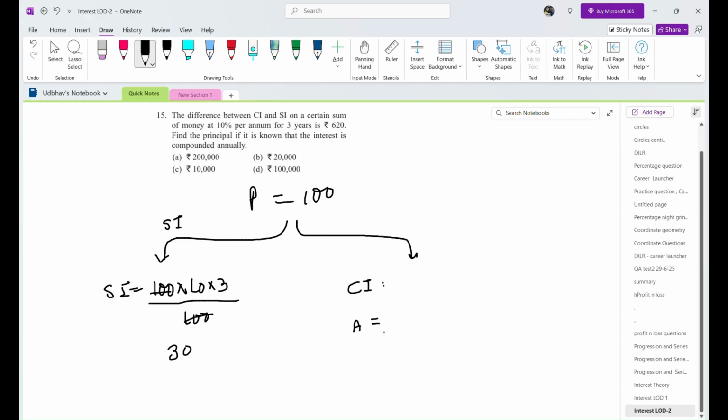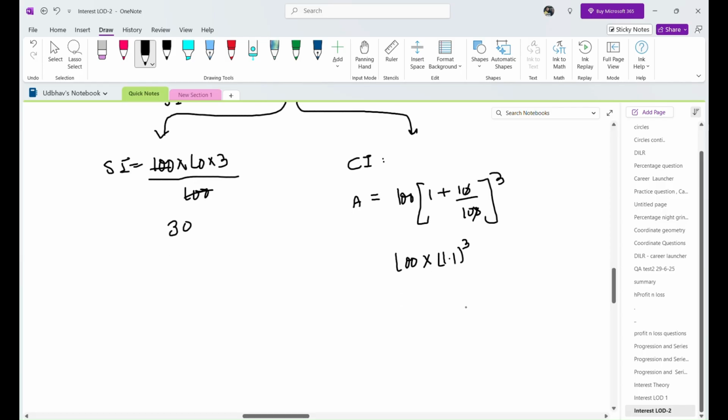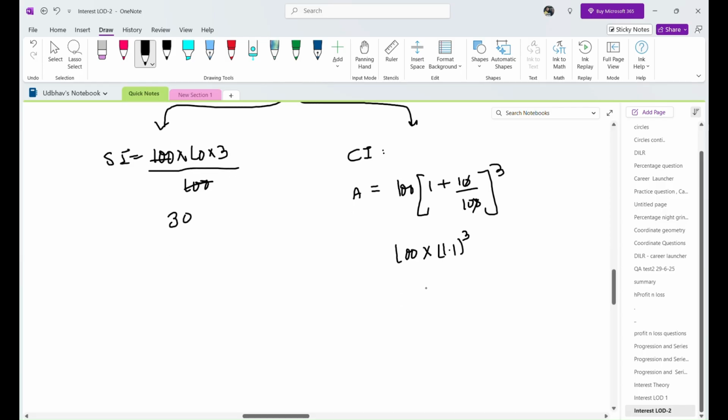Now the compound interest. Amount equals 100 into (1 plus 10 upon 100) power 3, which is 100 into 1.1 power 3. This gives us 133.1. This is the amount. So compound interest equals 33.1. Simple interest was 30.